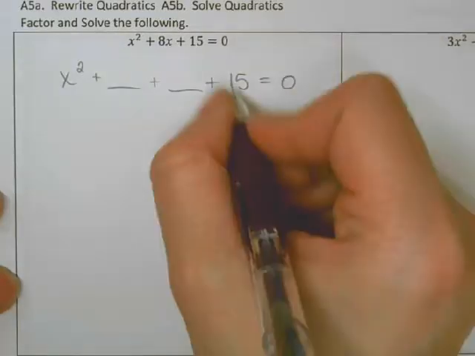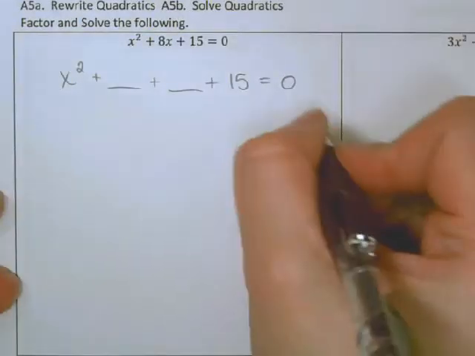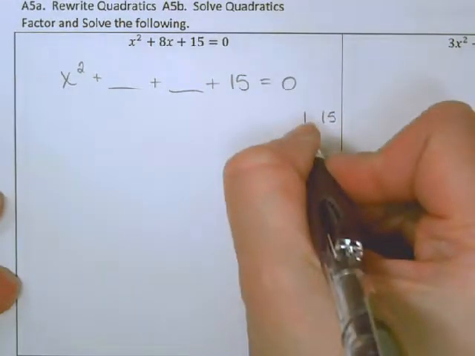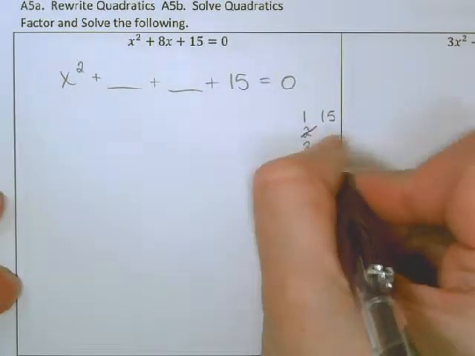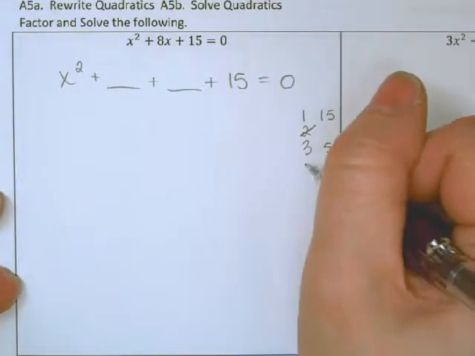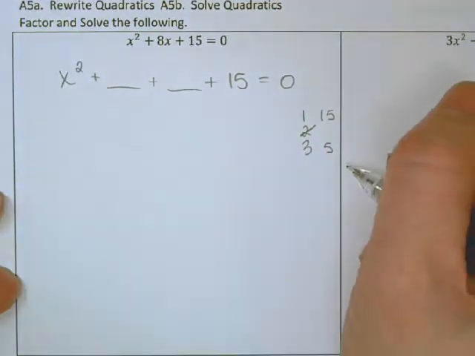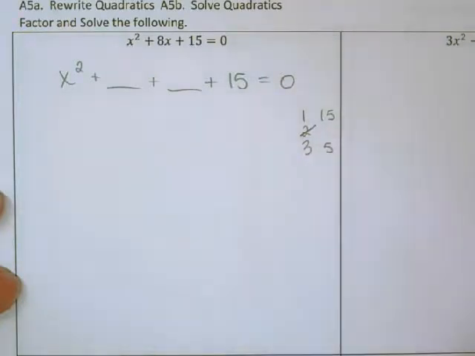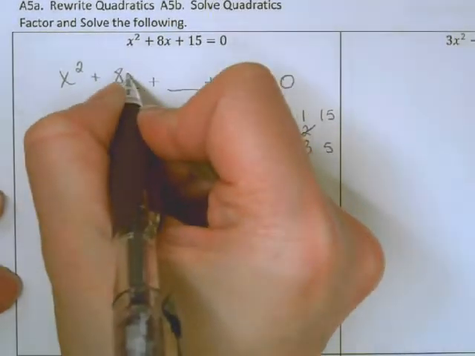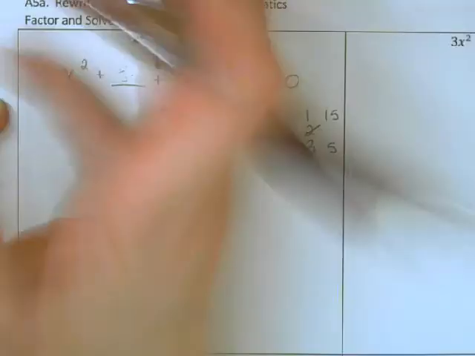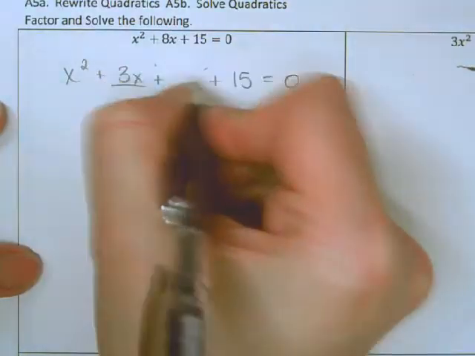So what I can do is factor 15. So 1 and 15, 2 doesn't go in, 3 and 5. And then it's not divisible by 4, and then I'm back to 5 and 3, which repeats itself, so that's how I know I have all my factors. Next thing I need to do is consider my positives and negatives. If everything is positive, then everything's going to be positive for your factored form. So 5 plus 3 gives me 8, so this is going to be 3x plus 5x.